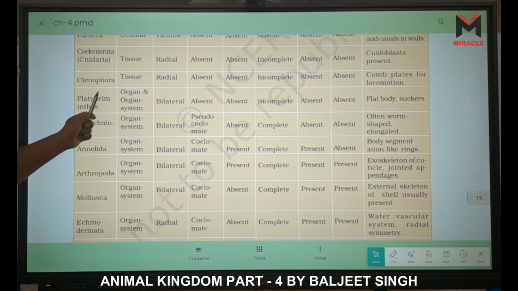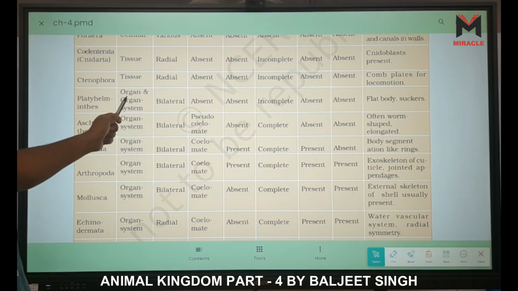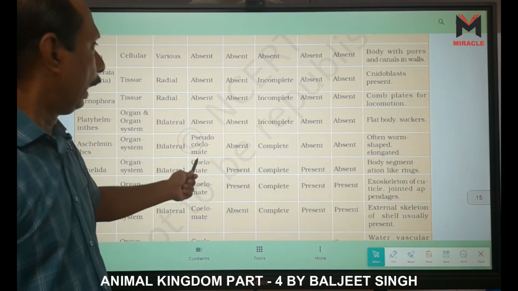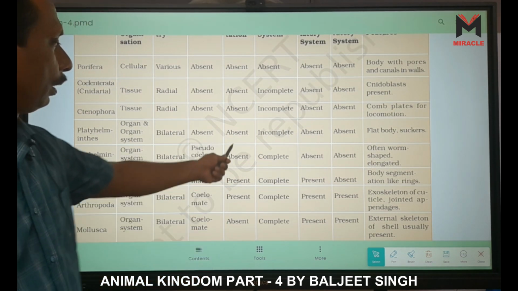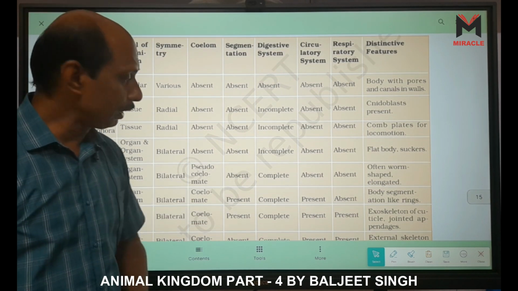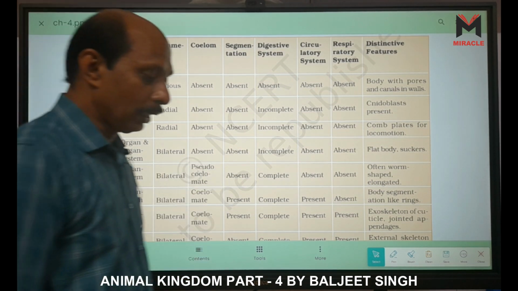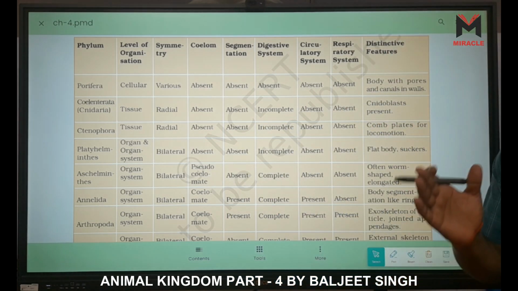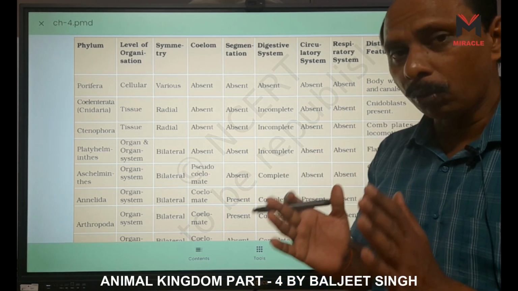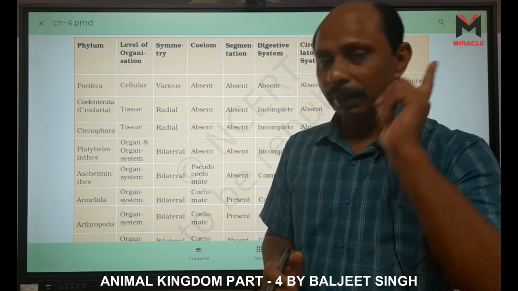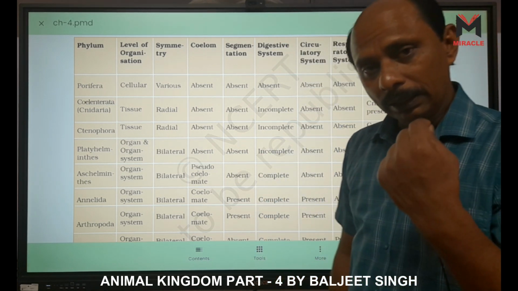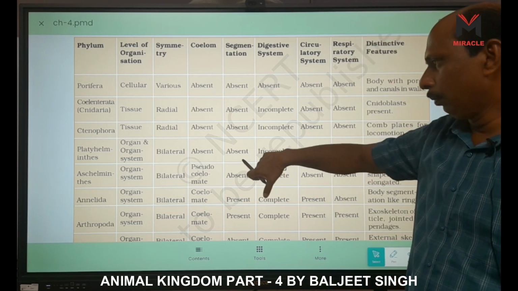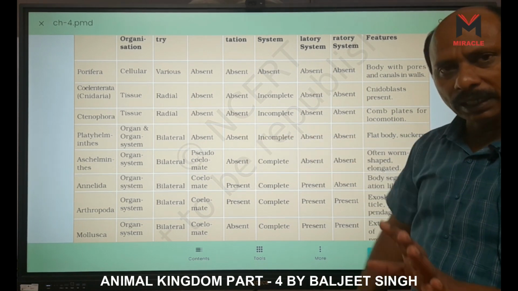Now another, Platyhelminthes: organ and organ system level of organization is there. Bilateral symmetry is present here. Coelom cavity absent, right? Segmentation is absent. Here in Platyhelminthes segmentation is absent, but one animal, that is tapeworm, is segmented. Each segment is called a proglottid. Pseudo segmentation is present in case of only which one? Tapeworm, right? So overall it is absent, but some exceptions are there.